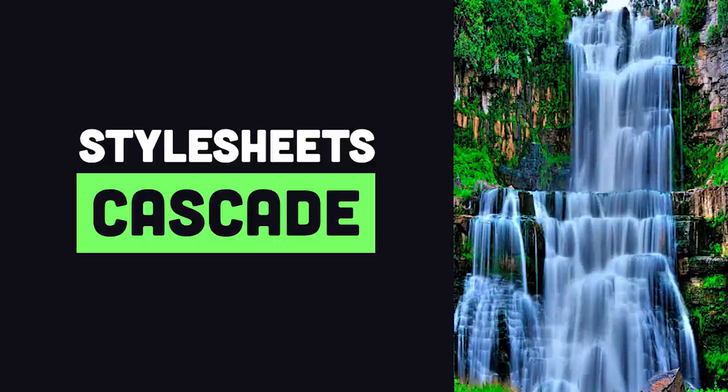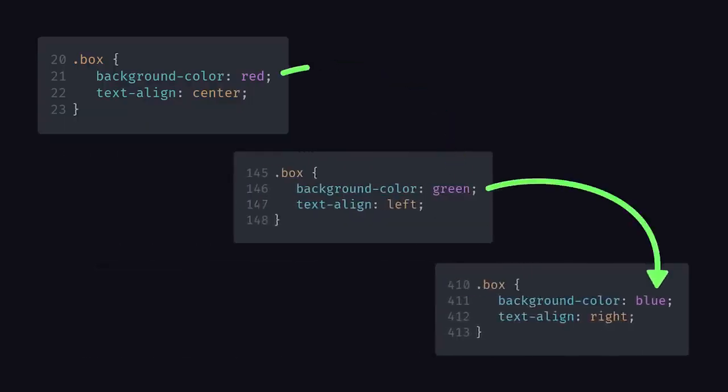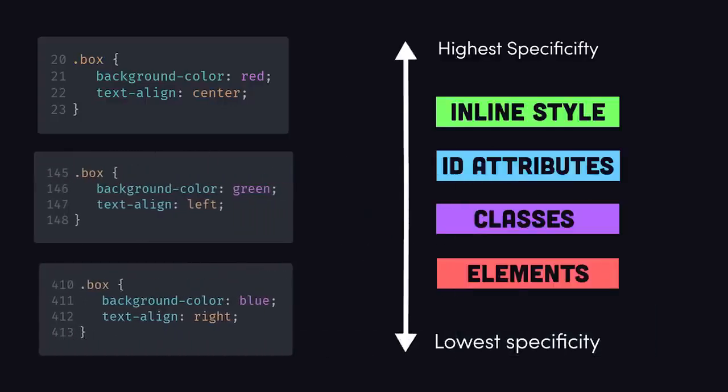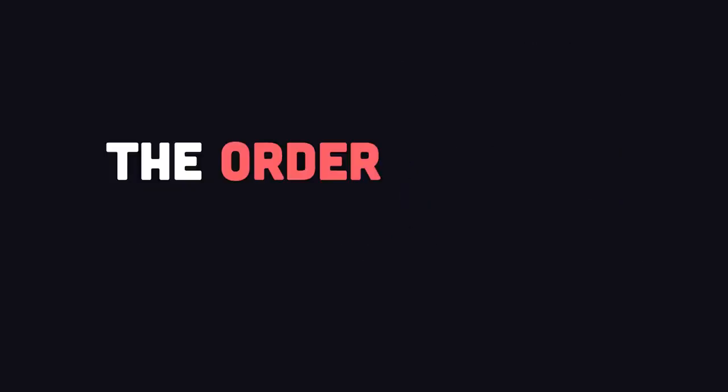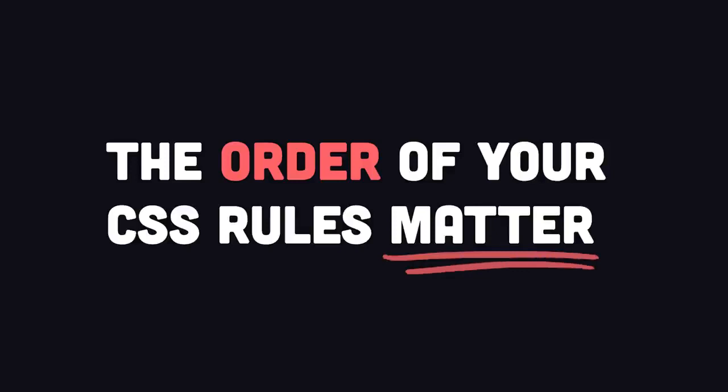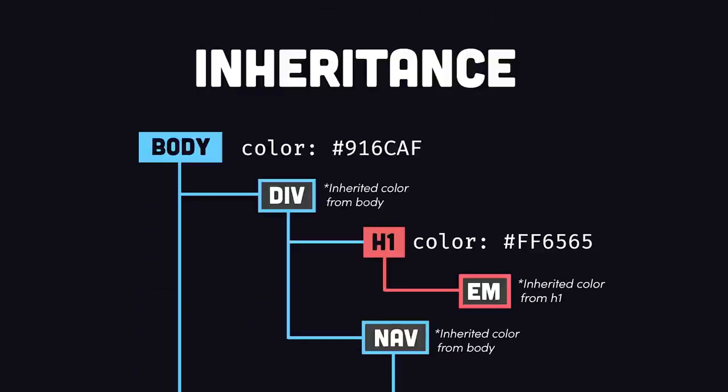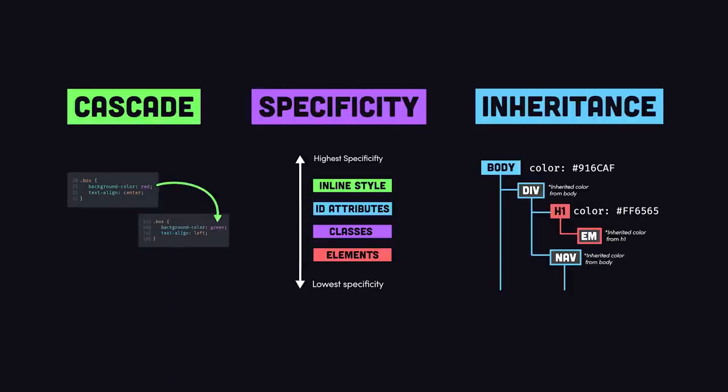A style sheet might contain multiple rules that apply to the same element. This creates a hierarchy, and rules that are more specific will overwrite the rules of their parents. In other words, the order of your CSS rules matter. In addition, some elements will inherit the styles of their parent, but others will not. Ultimately, the browser uses the concepts of cascade, specificity, and inheritance to control which styles are applied to an element.